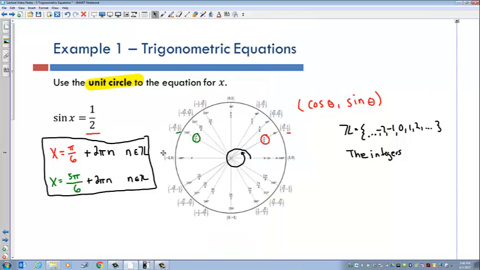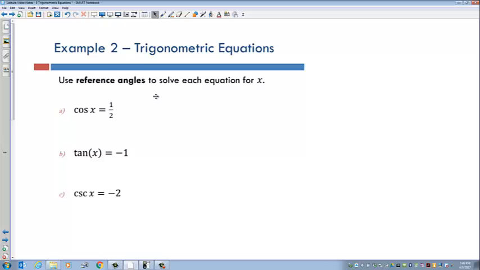All right, so using the unit circle to solve trigonometric equations is relatively easy. Something that's a little bit harder to do is using reference angles. So in this problem, we want to use reference angles to solve each equation for x. So we're going to do these one at a time. And in order to use reference angles, you're going to need a reference table. So one of the issues with using the unit circle is it's hard to recreate the unit circle.